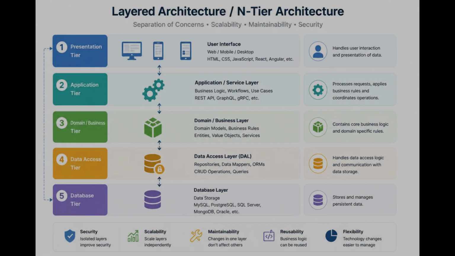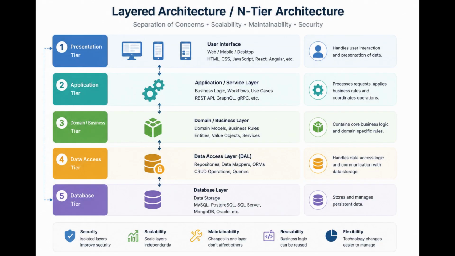Layered architecture is one of the most common patterns used in enterprise applications. The system is divided into clear responsibilities. Presentation handles user interaction. Business logic manages application rules. Data access communicates with databases. The database stores information.